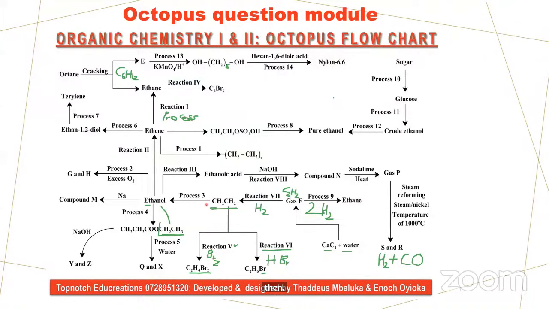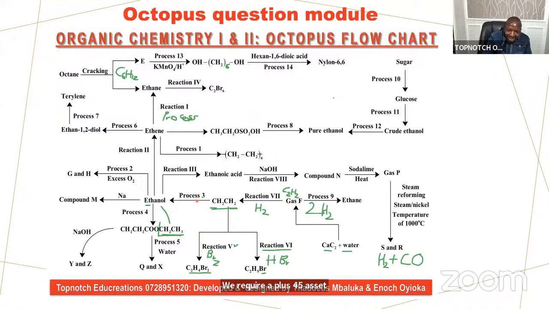Process three is hydration. It requires steam. It requires a temperature of 300 degrees Celsius. It requires a pressure of 60 atmospheres. It is 60 to 80, so 70 atmospheres, 80 atmospheres. We use phosphoric(V) acid as a catalyst.